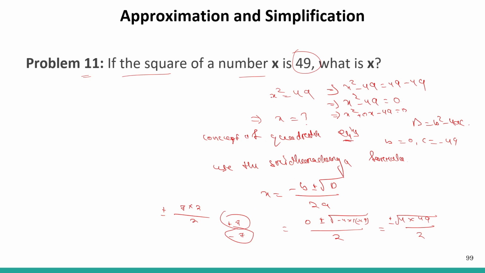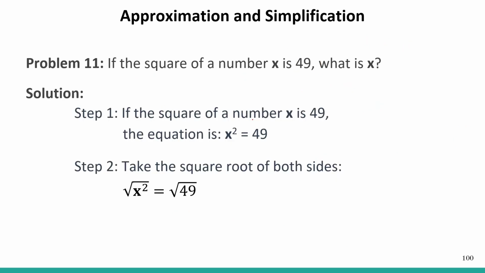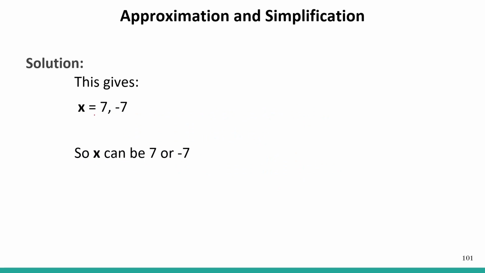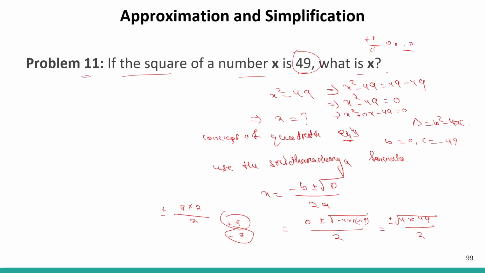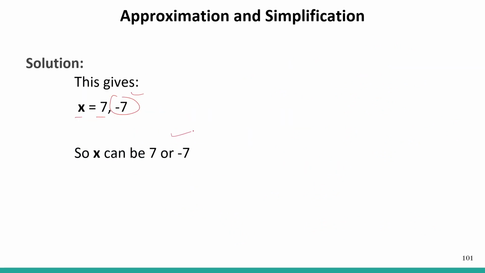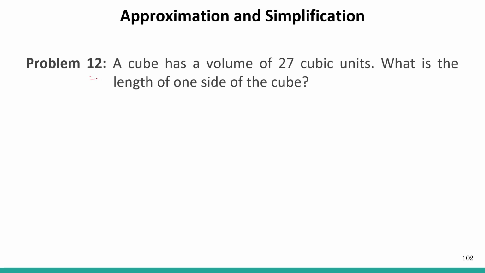Okay, so the value that satisfies this one, or the square of a number x is 49, then x will be equal to either plus 7 or minus 7. Okay, these are the two values. So if the square of a number x is equal to 49, then the equation is x square equal to this. So taking the square root on both the sides, what we are left with is x is equal to plus 7 or minus 7, as we have already evaluated right here. Okay, so x can be 7 or minus 7. So let's see problem number 12.